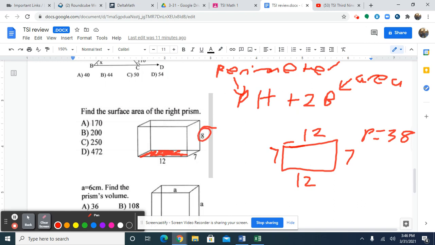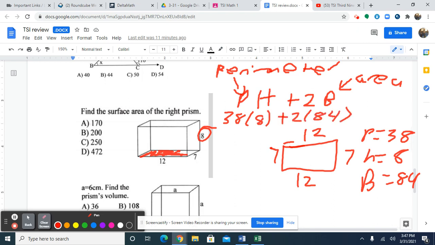Now our height is over here, which is 8. And our base is going to be the area of the rectangle, which is 12 times 7, so 84. So to figure this out, we're first going to plug this in. So it's 38 times 8, and then 2 times 84 added together. So 38 times 8 is 304. And then 84 times 2 is 168. So we're going to add those two together. And the answer is 472, which is D.